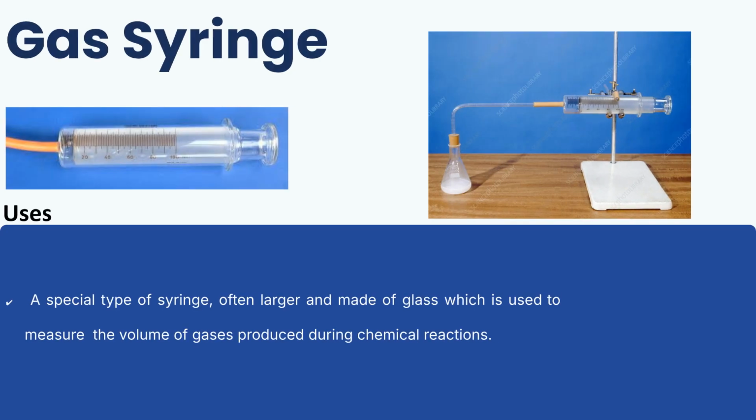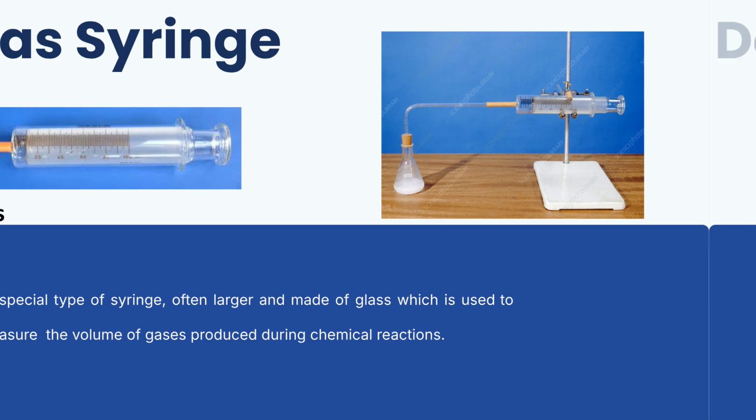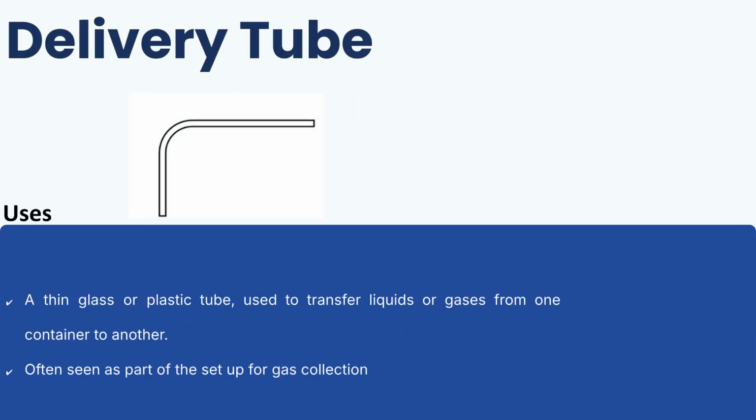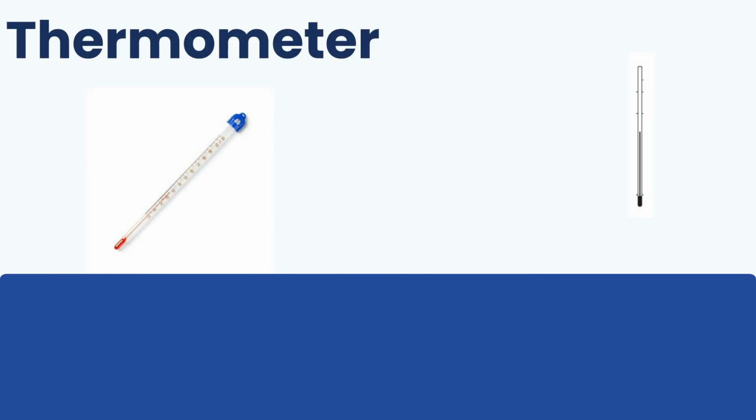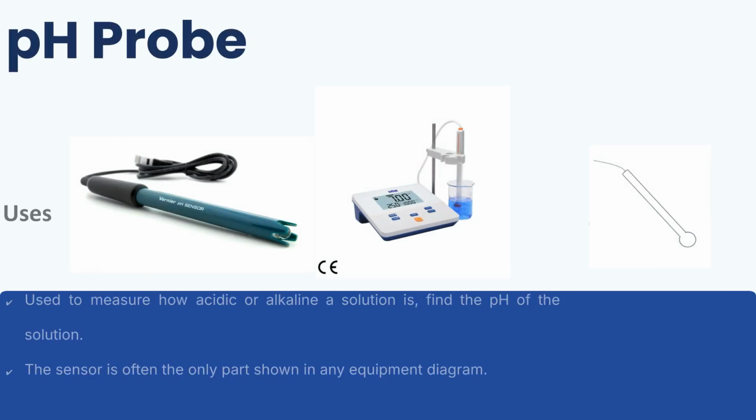A gas syringe is a special, often larger, glass syringe used to measure the volume of gases produced during chemical reactions. The delivery tube, a thin glass or plastic tube, is used to transfer liquids or gases between containers and is often part of a gas collection setup. A thermometer is an essential tool used to measure the temperature of substances during an experiment. The pH probe is used to measure how acidic or alkaline a solution is, determining its pH. The sensor itself is often the part shown in equipment diagrams.